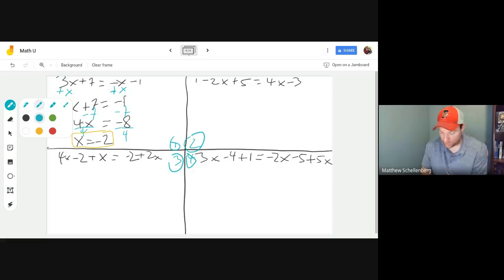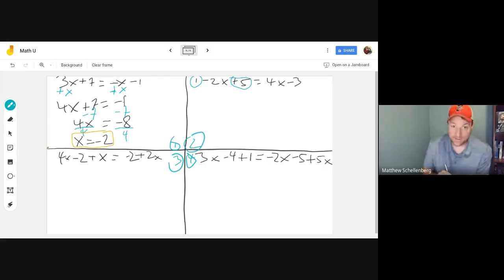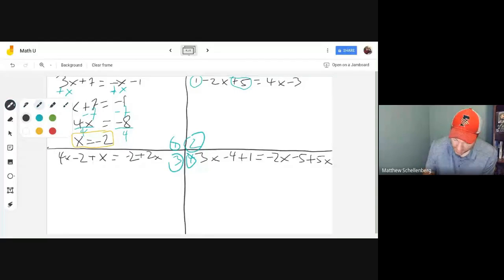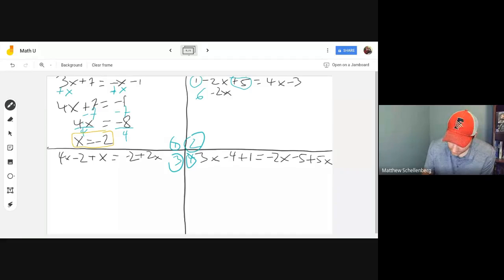Number 2, 1 minus 2x plus 5 equals 4x minus 3. We have some like terms here, some terms that we can combine. And that 1 and that plus 5 definitely can be added up. So let's do that. And we get, they combine to be 6. And then the rest stays the same, minus 2x equals 4x minus 3.